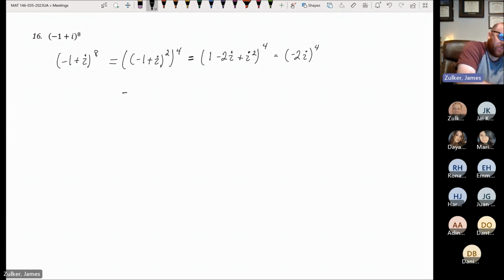What is negative 2i all raised to the 4th power? Check your multiplication. 16. 32 is 2 to the 5th. Just 16.